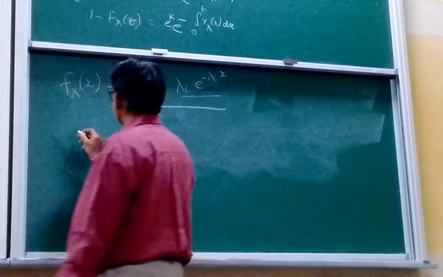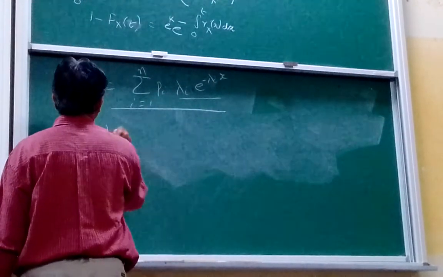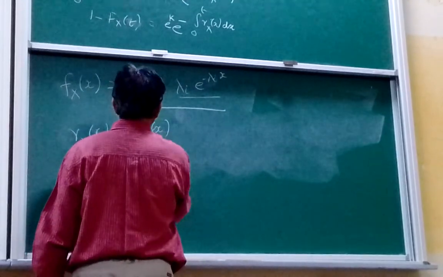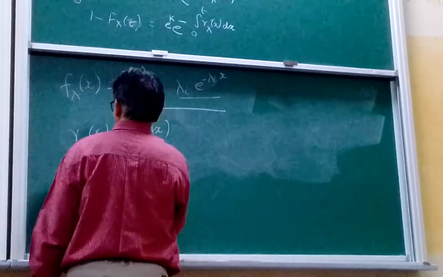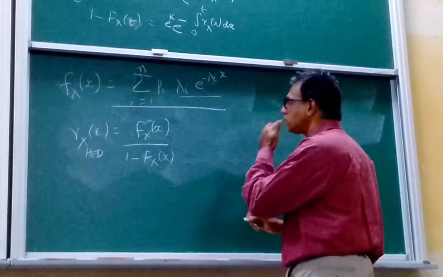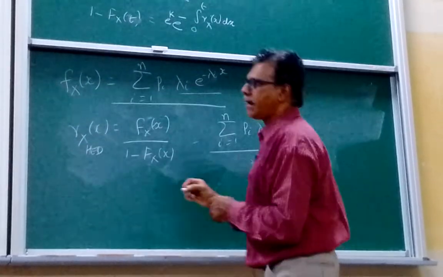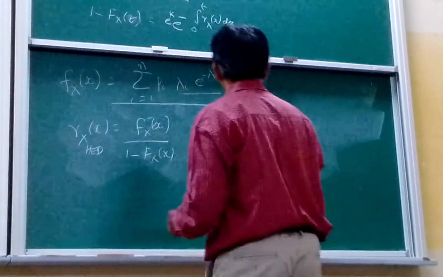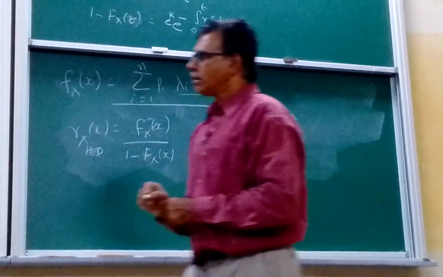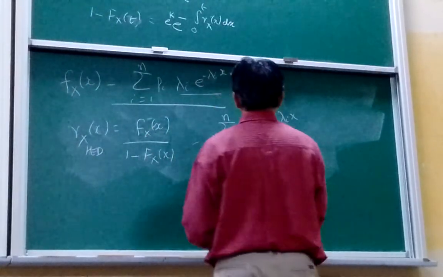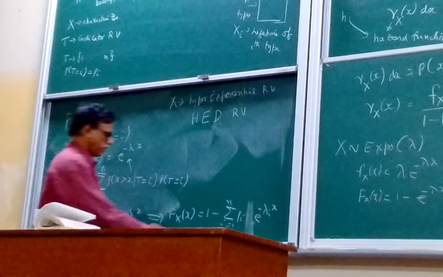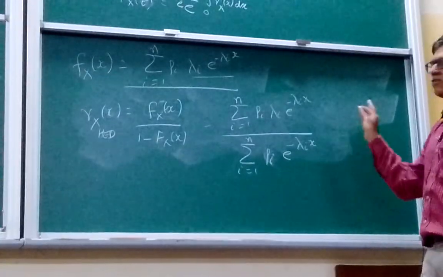So from that we can also find the hazard function of X, which is simply fx of x divided by 1 minus Fx of x. This is for HED. We are finding the hazard function for the HED random variable, and that is nothing but the summation of pi lambda i weighted, as a function of the HED.